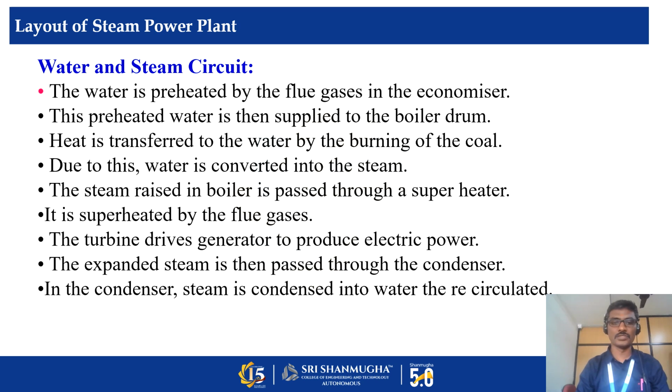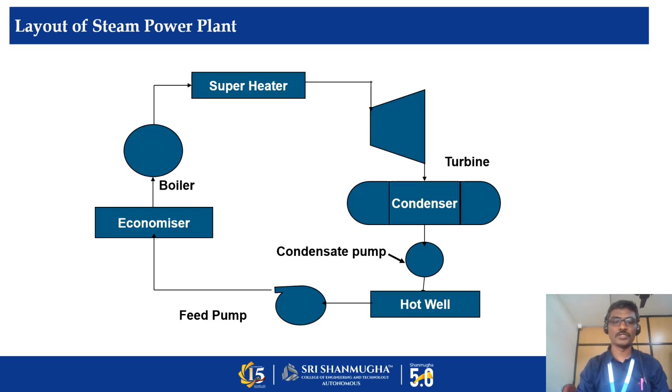Then the turbine drives the generator to produce electric power. The expanded steam is then passed through the condenser. In the condenser, the steam is condensed into water, which is then recirculated. So this is the circuit.